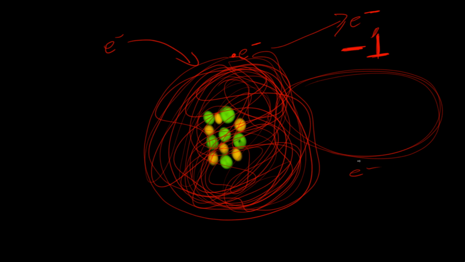So to review, atoms are made of 3 subatomic particles. We have the protons and the neutrons, and those are in the center. We have the electrons. Those are in constant motion surrounding that nucleus. We also said that electrons have a -1 charge, and the protons have a +1 charge.